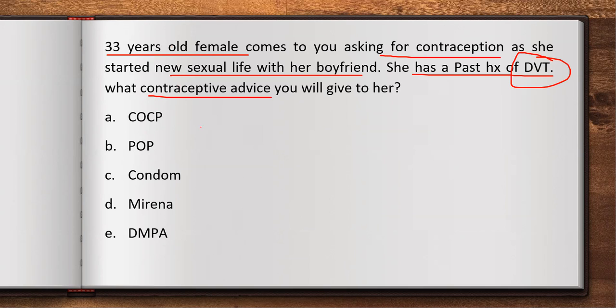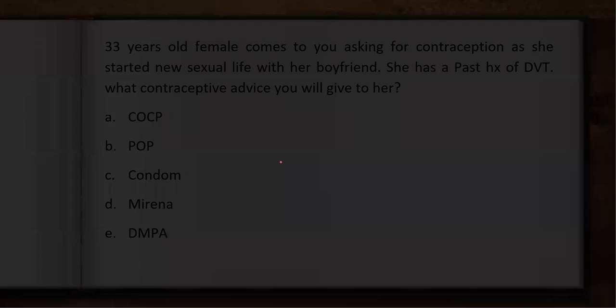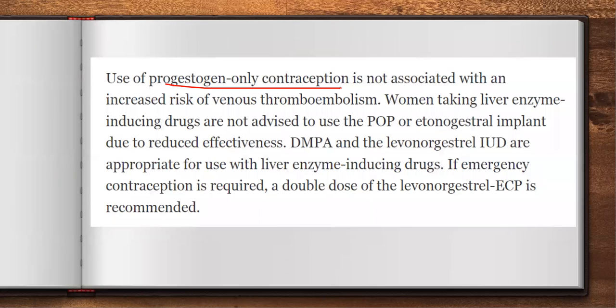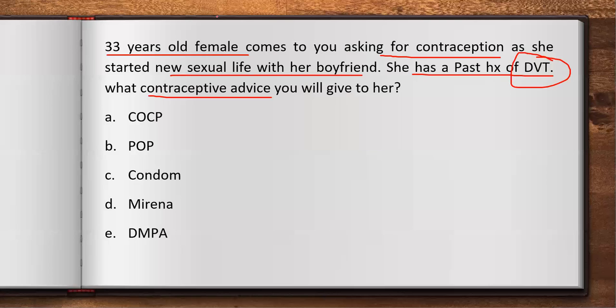Mirena is a progesterone-only kind of hormonal contraceptive. That means Mirena will contain only progesterone, and any progesterone-containing pill or device will not have any effect on clotting problems. So for any patient having DVT, use progesterone-only contraception because it is not associated with increased risk of venous thromboembolism. Depending on the age, we need to choose the most appropriate one. You can obviously choose condom, POP, DMPA, Mirena, but you cannot choose COCP, because COCP is contraindicated for a patient with DVT. But among all these options, the best option is Mirena, always.